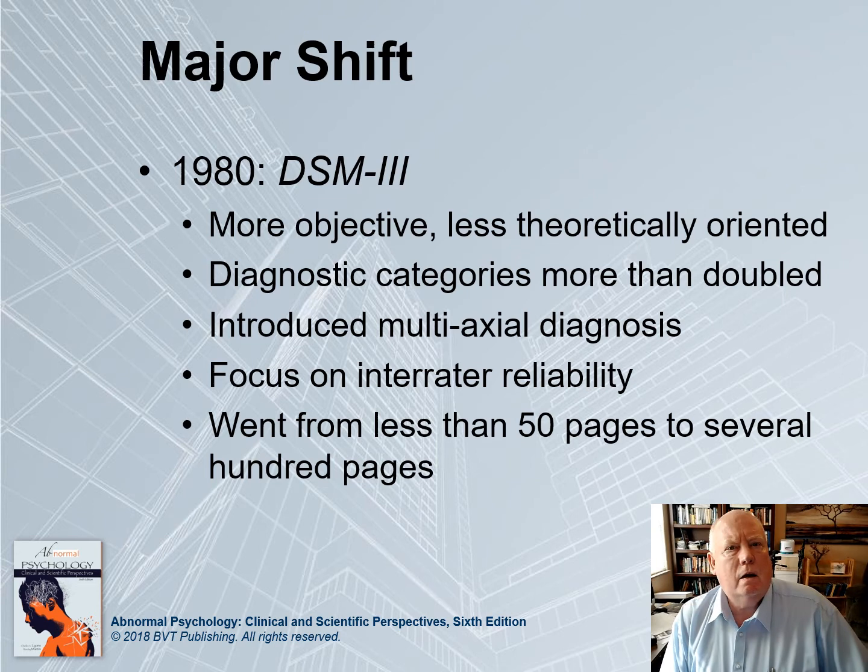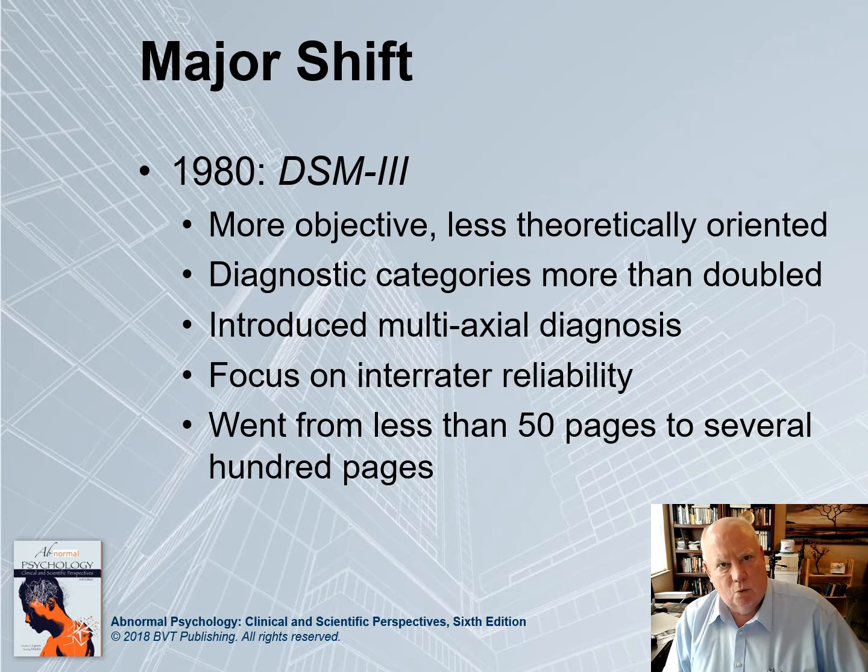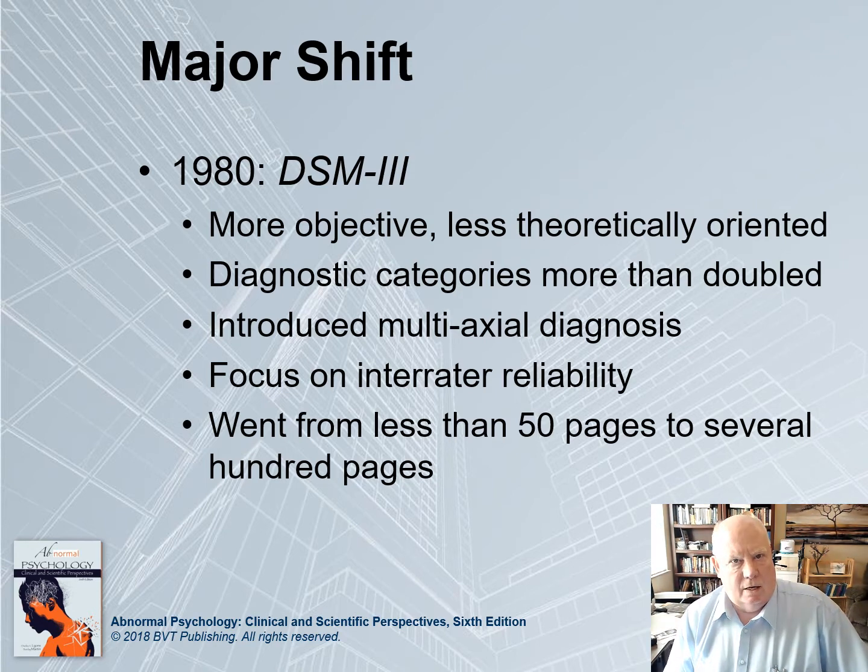Where the DSM-I and DSM-II were not very good because you couldn't get interrater reliability, DSM-III changed all of that. Several things happened with DSM-III. First of all, the diagnostic manual went from roughly 50 pages to several hundred pages. Many other diagnoses were added. A lot more information based on research was presented in the DSM-III.